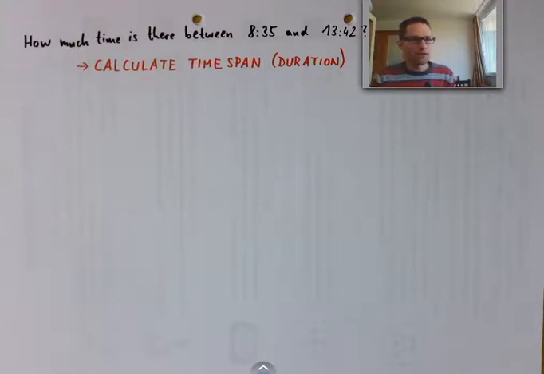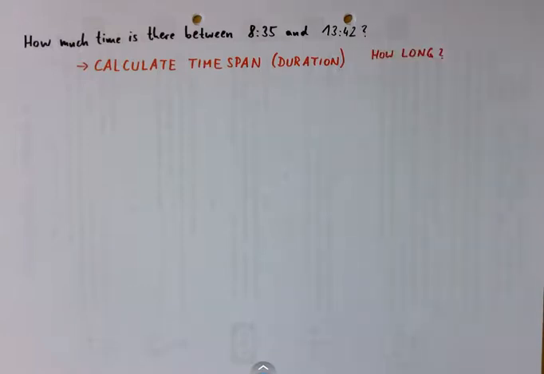We are going to have two tasks today. The first one will be calculating a time span, and the second one to calculate a point of time. So let's start with the time span. The question is, how much time is there between 8:35 and 1:42 p.m., which we write as 13:42 in the 24 hours clock.